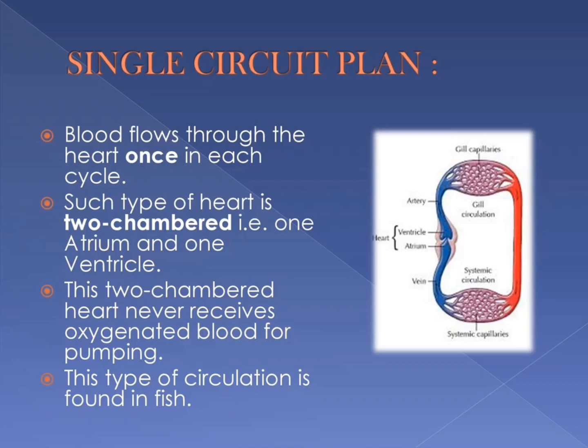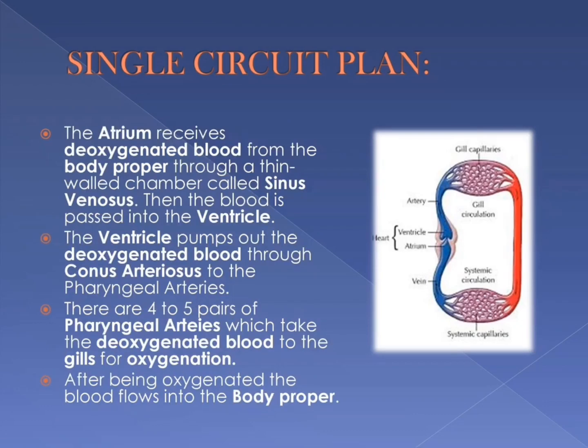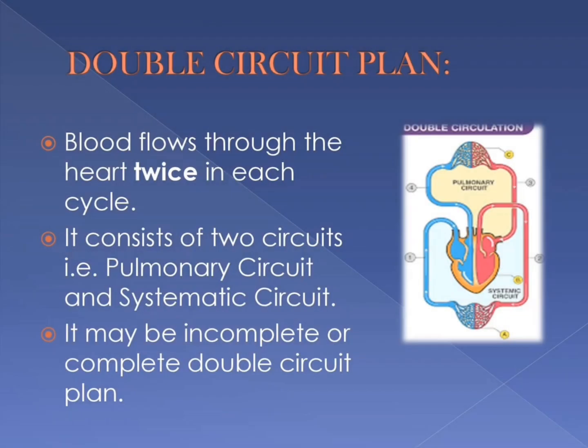In single circuit plan, the heart is two-chambered, one atrium and one ventricle. Blood enters the atrium and then flows into the ventricle, which pumps the blood to the gills or lungs for oxygenation. From there, the oxygenated blood is distributed to body tissues. Because the blood passes through the heart only once, the pressure and velocity of the blood are lower than in animals with double circuit plan.